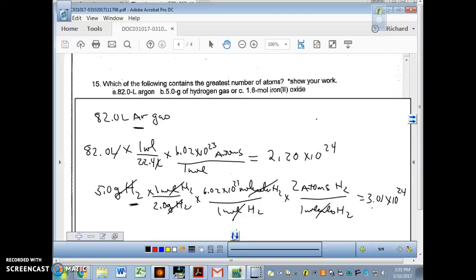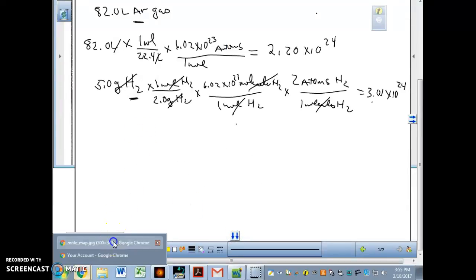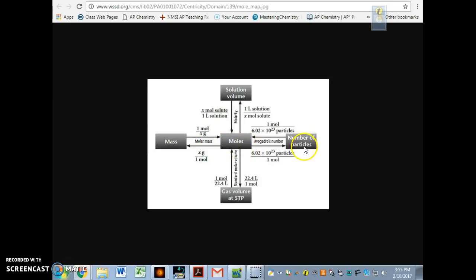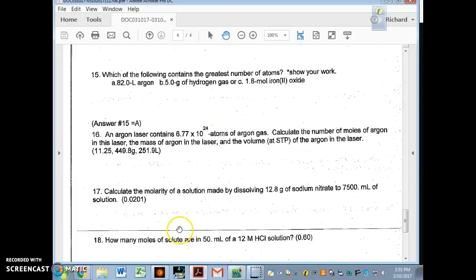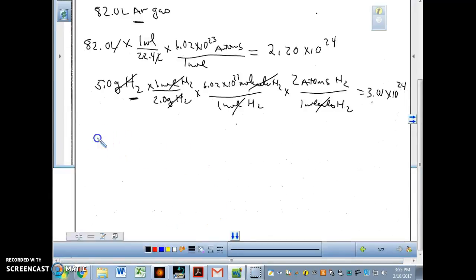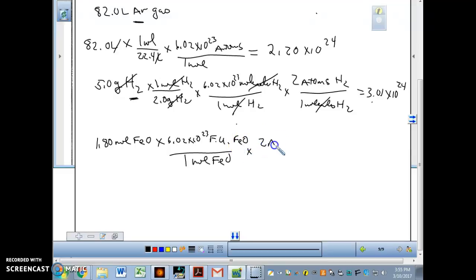Well, let's get the ultimate here. Let's start at moles this time and get to number of formula units, and then we'll have to multiply by how many atoms are in that formula unit. So let's go back and look at this one, and I lost it there. There we go. So it's 1.80 moles of FeO. We'll multiply that by 6.02 times 10 to the 23rd formula units per mole of FeO. Then how many atoms are in that formula unit? 2. So 2 atoms per formula unit.